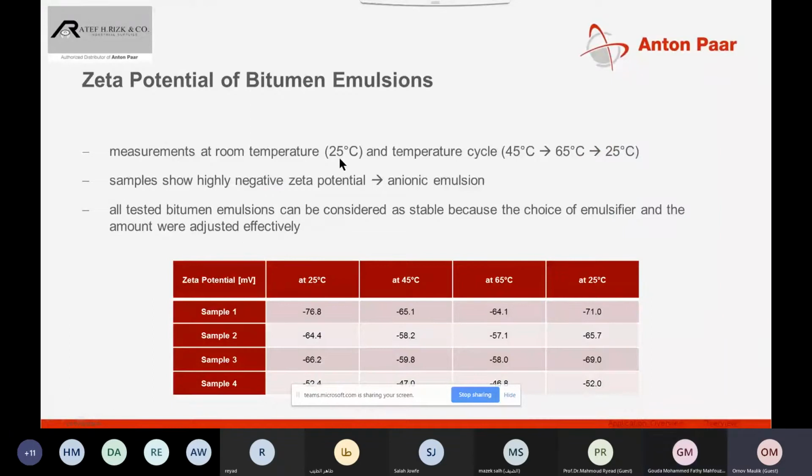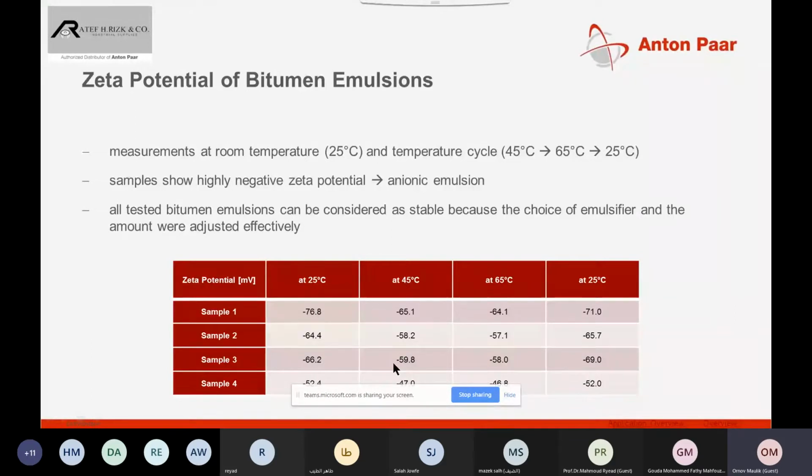So in this case, what you can see over here is a temperature dependent study, because most of the time when bitumen emulsion is stored, it is probably stored at a lower temperature than at the application site. The temperature increases substantially. So we have done a temperature dependent study where we tested it at 25 degrees Celsius, then at 45, then at 65, and then again at 25 to see the stability of those emulsions. So here you can see the values.